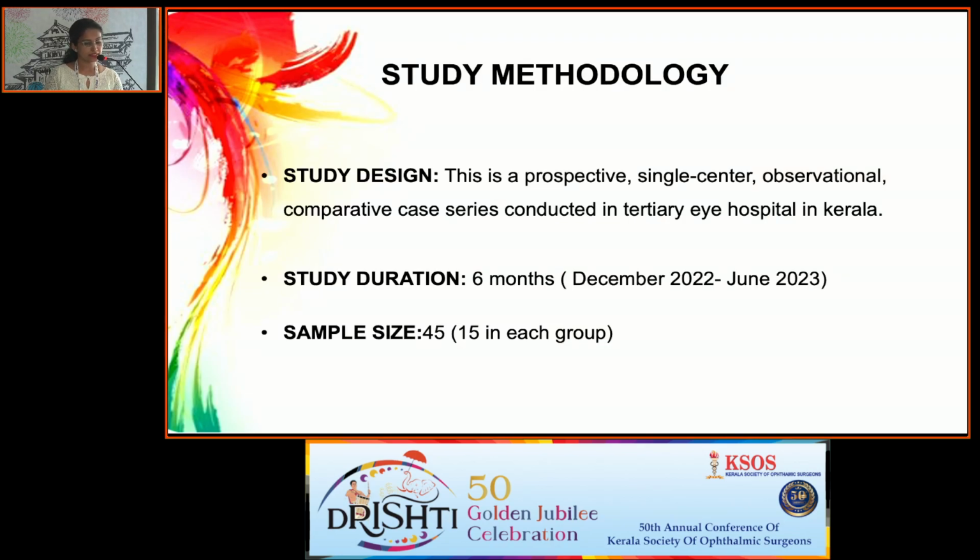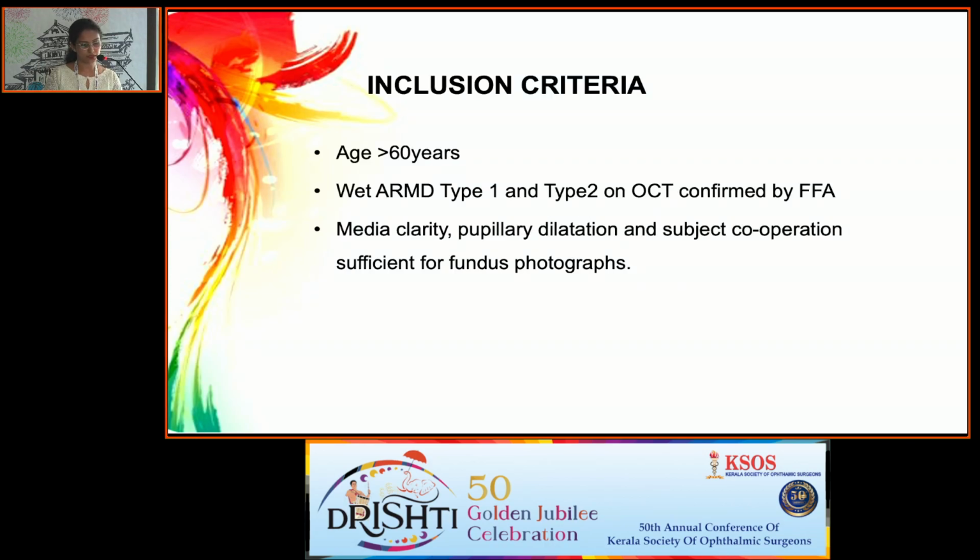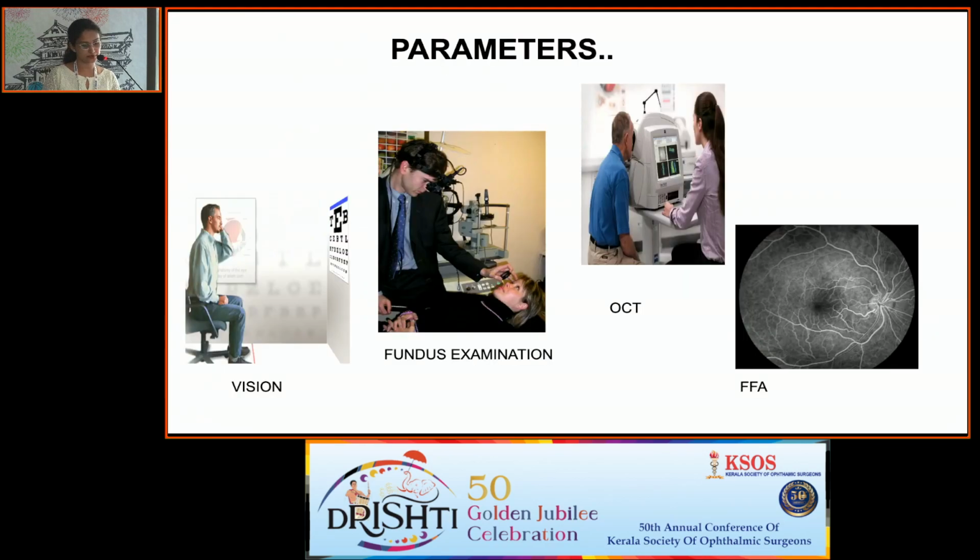Study methodology: it's a prospective single-center observational comparative study conducted in a tertiary eye hospital in Kerala. Study duration was 6 months, from December 2022 to June 2023. Sample size was 45, 15 in each group. Inclusion criteria: age above 60 years, wet ARMD type 1 and 2 on OCT confirmed by FFA. Media clarity, pupillary dilatation and subject cooperation sufficient for fundus photographs.